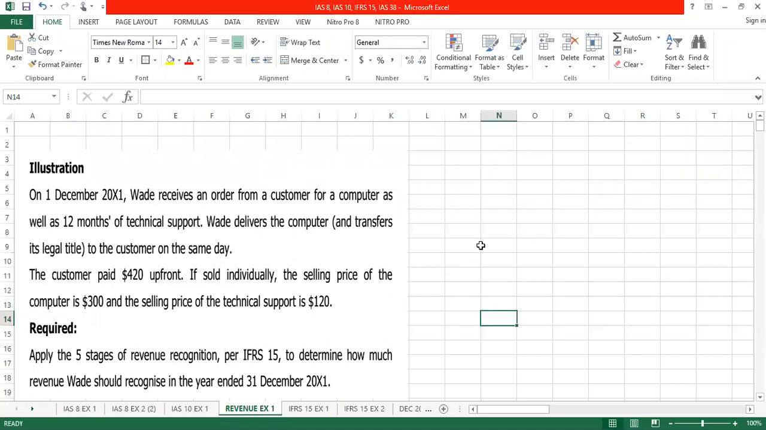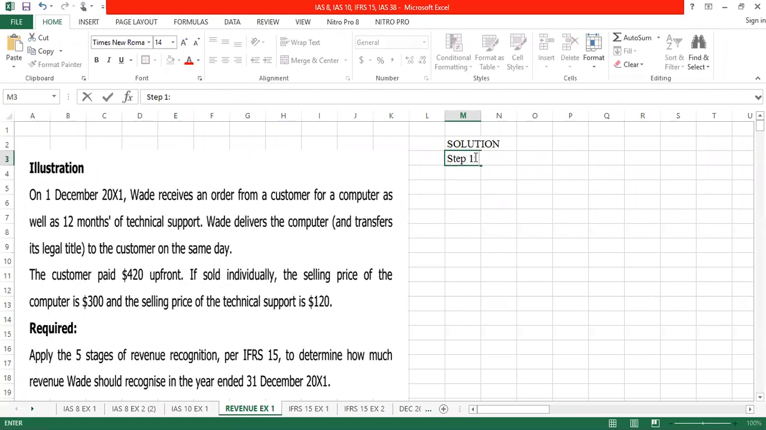Okay, so required. Apply the 5 stages. This is why I brought in the stages, because I saw this question from somewhere. So apply the 5 stages of revenue recognition per IFRS 15 to determine how much revenue Wade should recognize in the year ended 31st December 20X1. So in our solution to this question, you have been asked to apply the 5 stages.